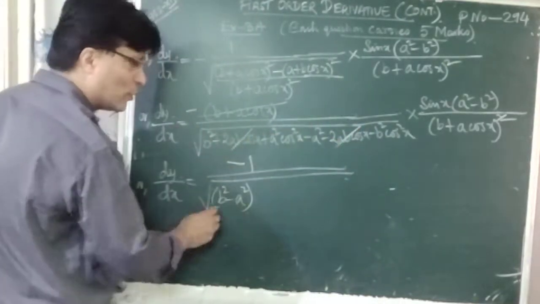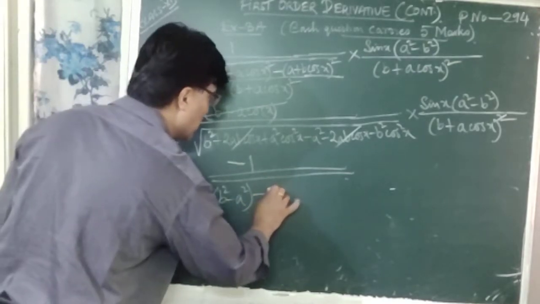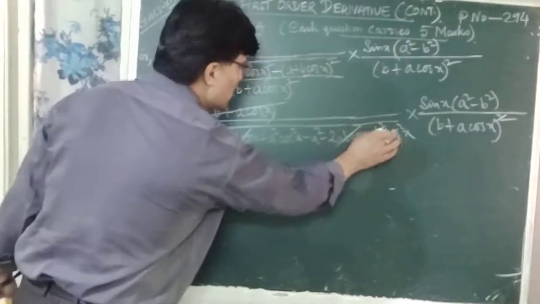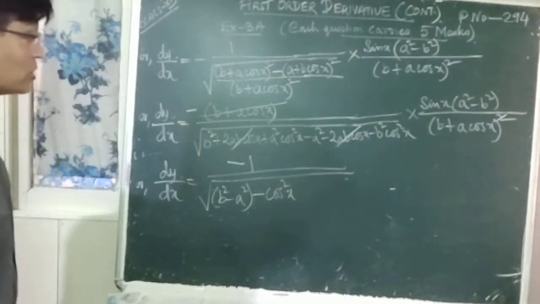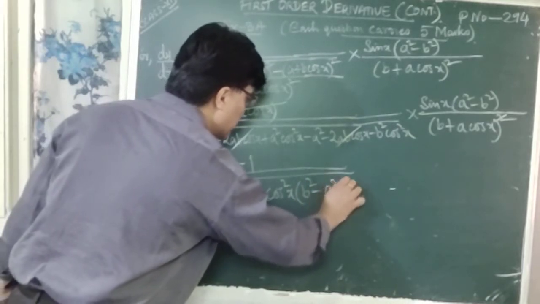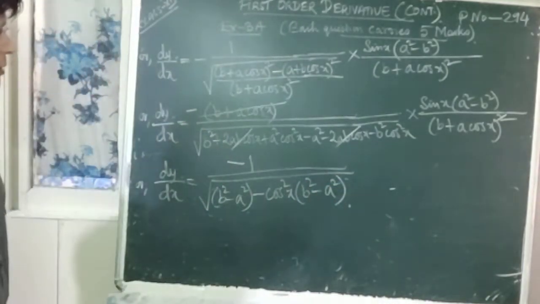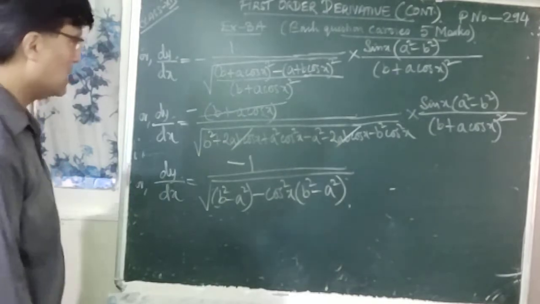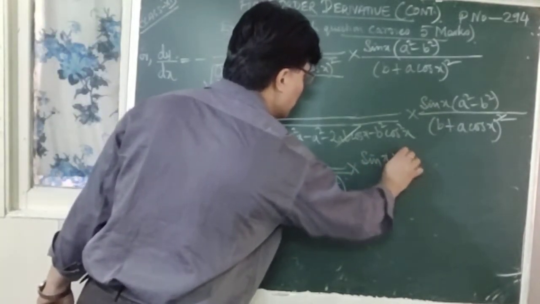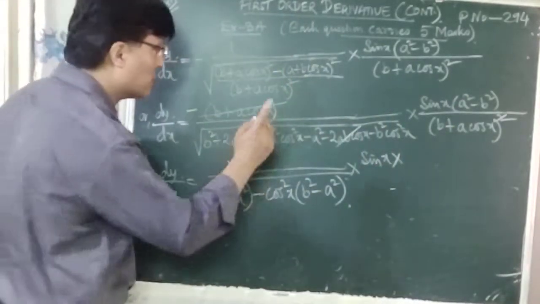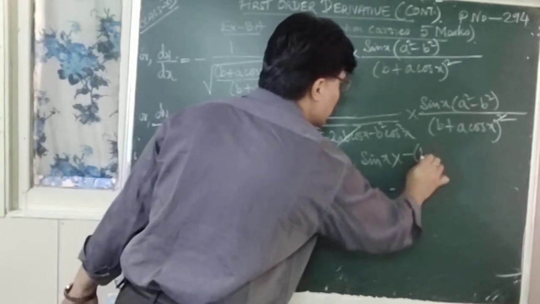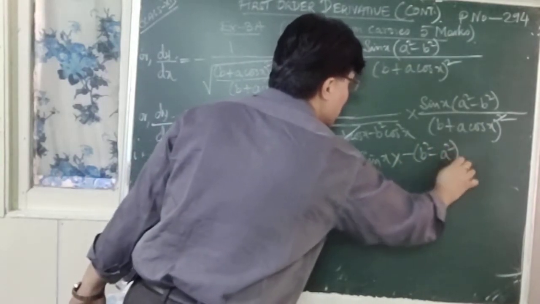Again you take minus common here. Minus cos square x is taken common, right? From these two terms, minus cos square x is taken common. So within bracket, what do we get? It is b square minus a square, right? So into sin x into, here also you take minus common because minus into minus will be plus. That's why you should take minus common here. So it is b square minus a square.